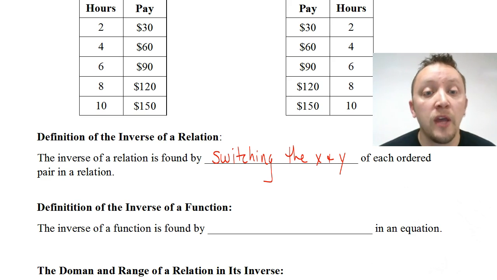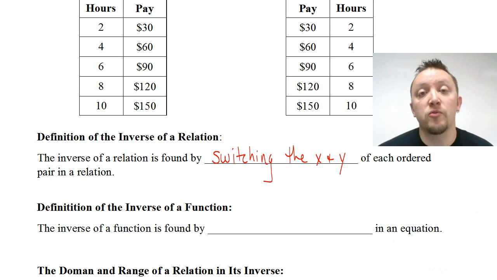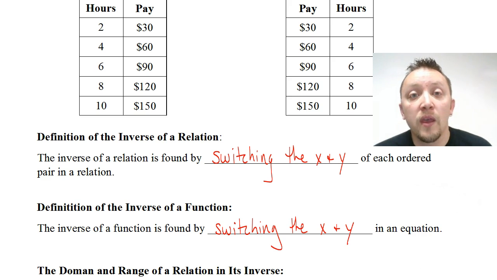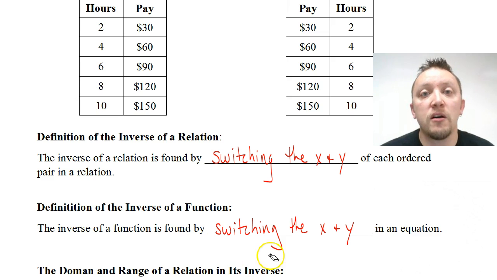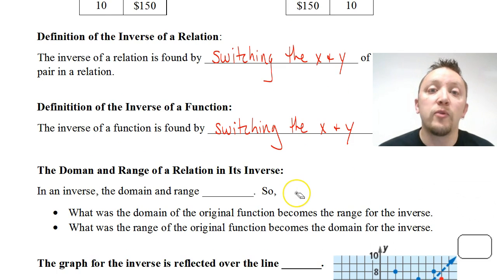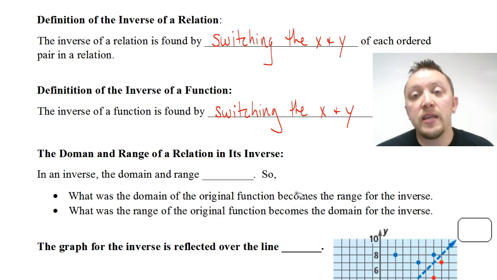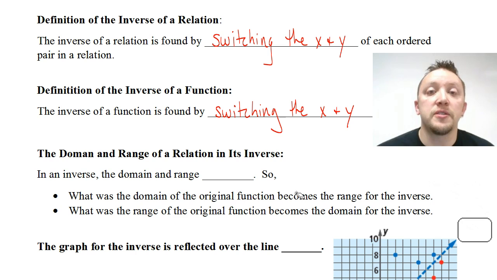Now, if we're dealing with a relation that's set up as a function or as an equation, it's also really simple. It just requires a little bit more work. To find the inverse in these situations, you simply switch the x and y in the equation, but then guess what? We have to solve for y. That is how we find the inverse when we work with a relation. Now, some other things happen.